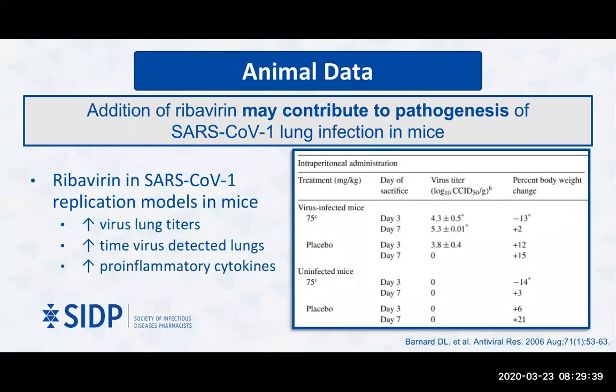Animal data is somewhat mixed. The first study is looking at ribavirin monotherapy in a lung infection mouse model of SARS-CoV-1, and it was shown that ribavirin may contribute to the pathogenesis of SARS-CoV-1, which is unfortunate. And that was demonstrated by higher virus lung titers, higher time that the virus was detected in the lungs, and higher pro-inflammatory cytokines with ribavirin-treated mice compared to placebo-treated mice.